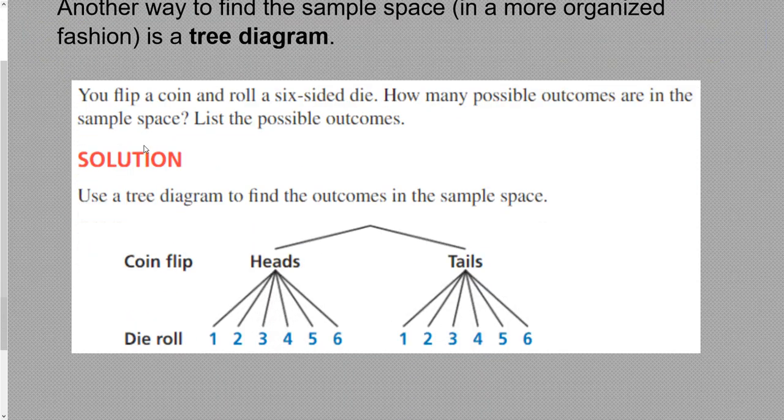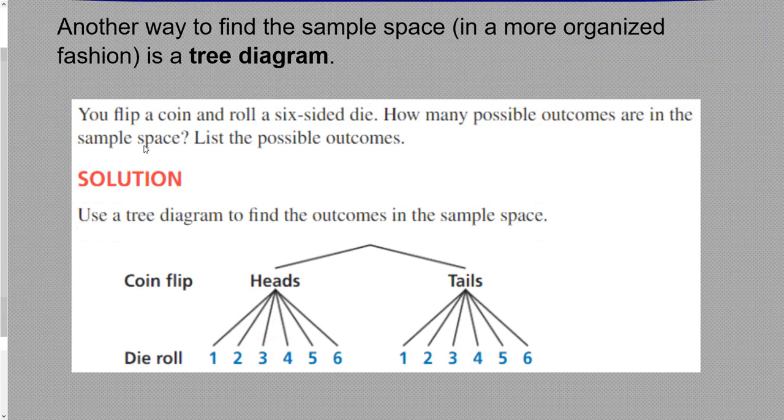Another way to find the sample space is using what's called a tree diagram. It's a little bit more organized than just listing them. It helps you not to miss any. So let's say you're flipping a coin and rolling a six-sided die. So that's our experiment, to flip a coin and roll a die. How many possible outcomes are in the sample space?